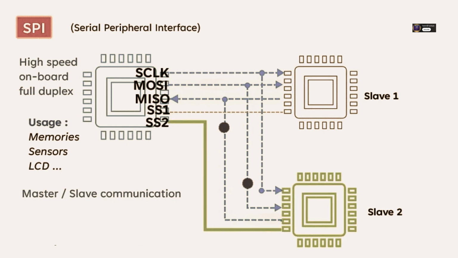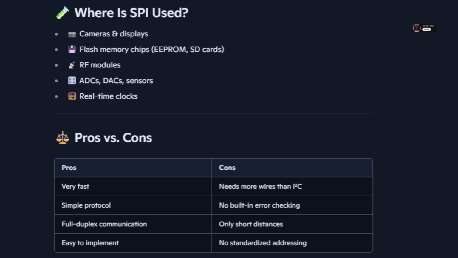Exactly. And you find SPI doing this kind of workhorse job in loads of places you might not even think about. Cameras, for sure. Those crisp displays on smart devices. Flash memory chips, like storing photos on an SD card, or the firmware in your smart plug. RF modules for wireless stuff. ADCs and DACs converting signals. Loads of sensors, motion, environmental. Even real-time clocks use it to keep accurate time.